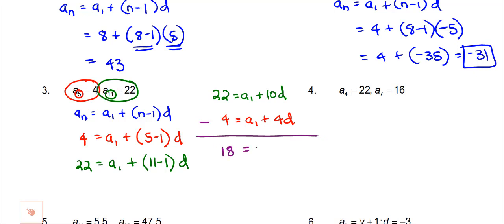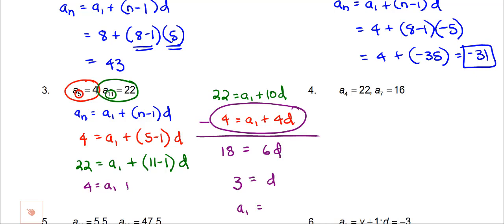18 equals, the a sub 1's are gone, and I get 6D. Solving a system of equations. And then D is 3. Who's left to find? A1. How do I do that? Plug it into either one. I'd pick the red because it's smaller. So then 4 equals, I don't know the first term, but I know who D is now. D is 3. So a sub 1 is going to be, is that negative 8?